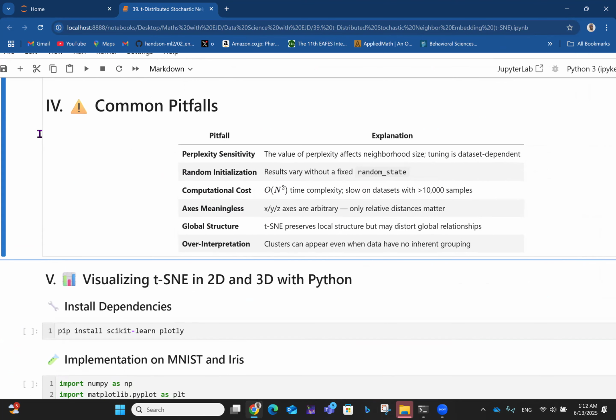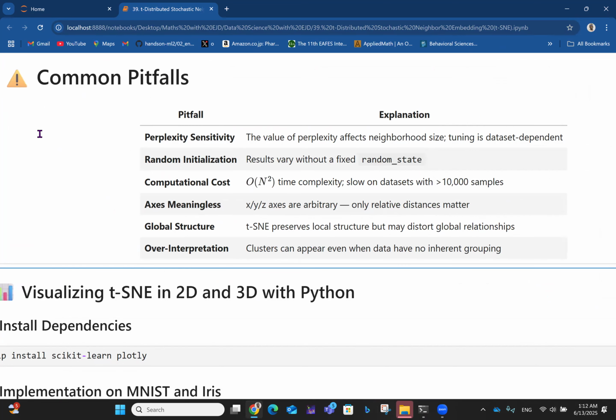Then common pitfalls of t-SNE. You have perplexity sensitivity. The value of perplexity affects neighborhood size, and tuning is dataset dependent. Then you have random initialization. Results vary without a fixed random state. That's why we do the reproducibility check by setting random_state to 42. Then computational cost is O(n squared) in time complexity, which is slow on datasets with greater than 10,000 samples. Then the axes are meaningless. If you have X, Y, Z axes, they are arbitrary. Only relative distances matter, right?